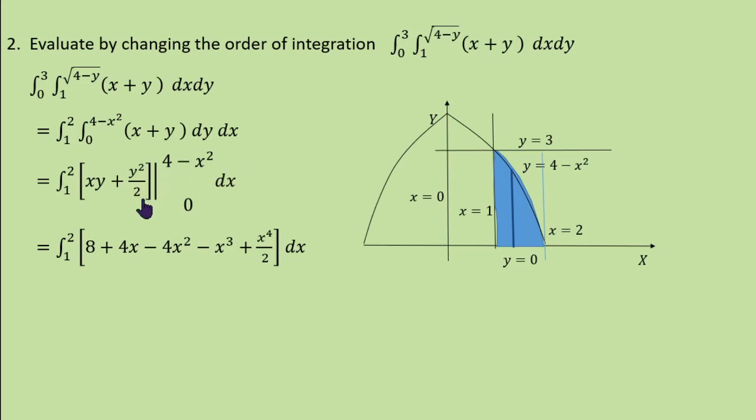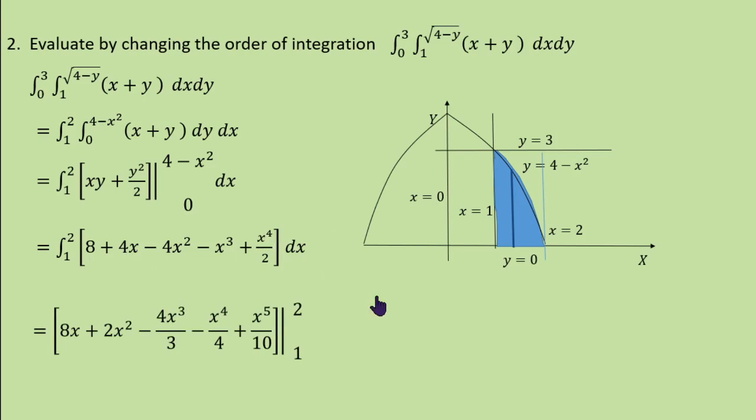4 square is 16, 16 by 2 is 8. And then 2ab, that means 2 into 4 into x square with minus sign, 8x square by 2, which is 4, so minus 4x square. And the last term is x power 4 by 2. Now you integrate this with respect to x, and the limit is from 1 to 2.